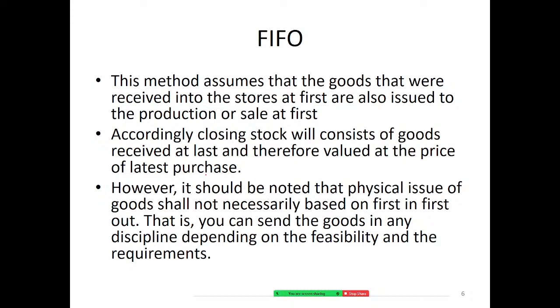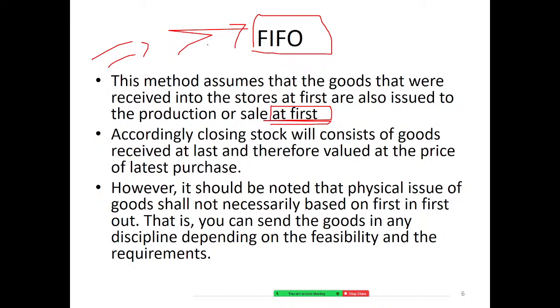FIFO. I don't want to spend much time on this. All of you may be experts on how to calculate inventories using the FIFO method. This method assumes that the goods received into the stores first are also issued to production or sale first, on a first come first served basis. If inventory comes first, that inventory will be supplied to the production department or sales unit first. The movement of inventory physically is not exactly first in first out, but the pricing method is first in first out. It doesn't mean those inventories should physically move first in first out.